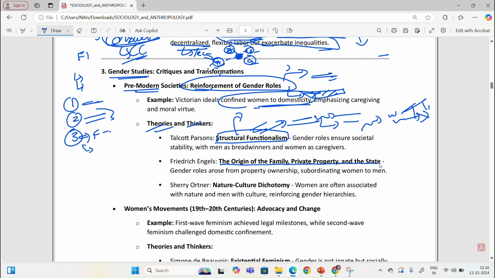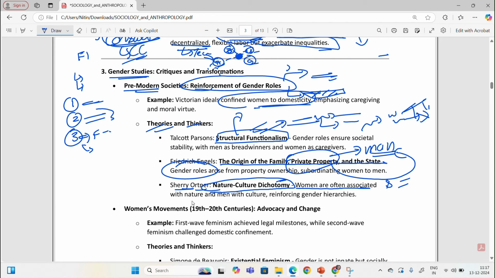Then the origin of family, private property, and state. What this says is that gender roles arose from the fact that private property could only belong to man, and thus woman was subservient to the man because she could not have any financial or ownership rights. Then, the nature-culture dichotomy given by Sherry Ortner. What this talked about is that women were often compared to nature and men with culture. Most of the high priests were men. They used to define the cultural narratives of the place. They used to be the leaders of ceremonies and all.